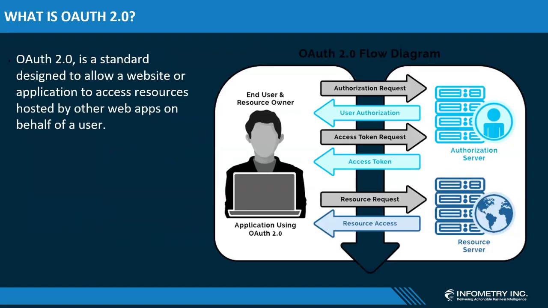OAuth 2 is a standard designed to allow a website or application to access resources hosted by other web applications on behalf of a user. OAuth 2 provides consented access and restricts actions of what the client app can perform on resources on behalf of the user without sharing the user's credentials. Although the web is the main platform for OAuth 2, the specification describes how to handle this kind of delegated access to other client types.